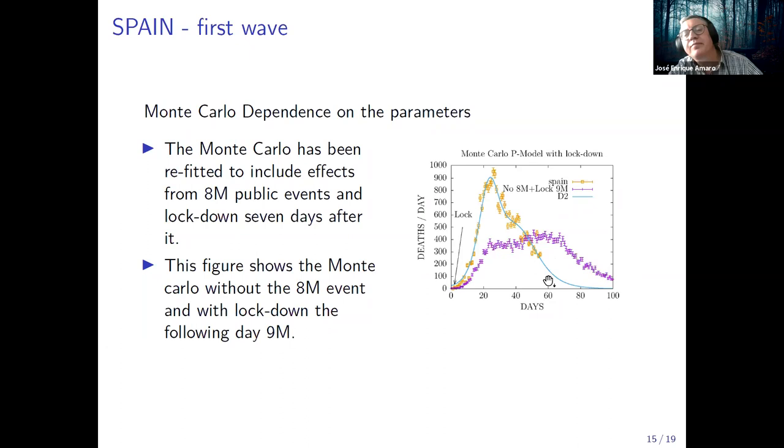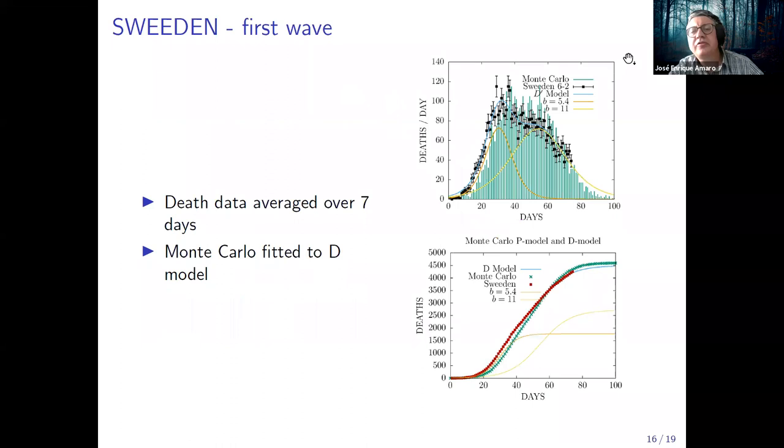This is for Spain. Here, I show you an example for Sweden, first wave. We see that this data can be fit very well with the Monte Carlo, and also with the D model. This was made, I don't remember the date, but this should be around May.